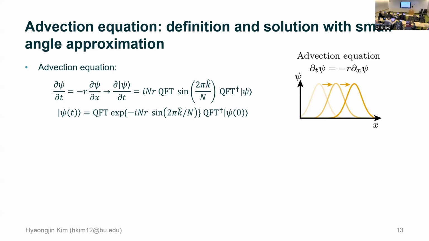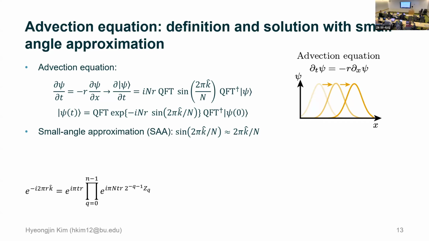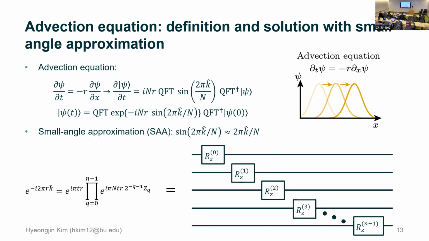One way is to use the small angle approximation, where you approximate the sine as approximately equal to 2 pi k over n. We assume that your wave number is small. In this case, this operator is just given by a product of a bunch of these exponential operators, and in circuit diagram language, this is just a bunch of single qubit gates.